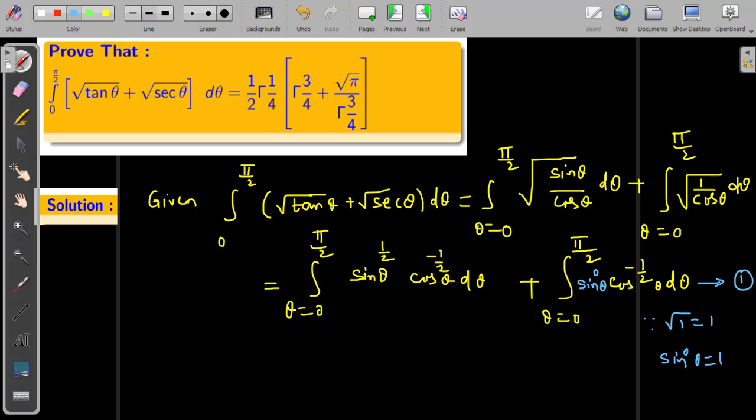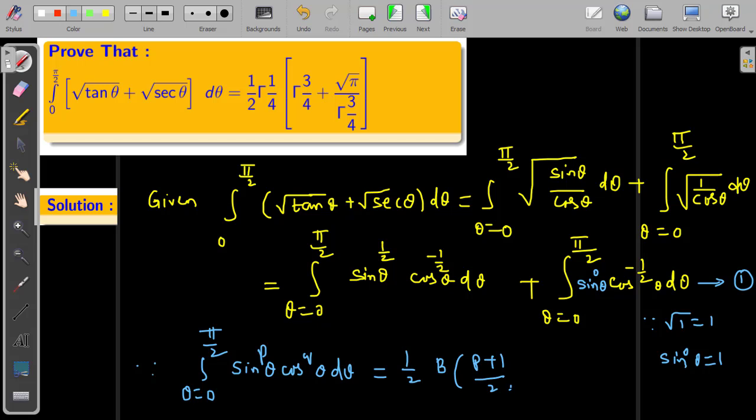So we have this fundamental rule. The integral theta from 0 to pi by 2 of sine power p theta times cosine power q theta d theta is equal to half times beta of p plus 1 by 2 comma q plus 1 by 2. This is the extended rule of beta property 2, which I have written from beta property 2.